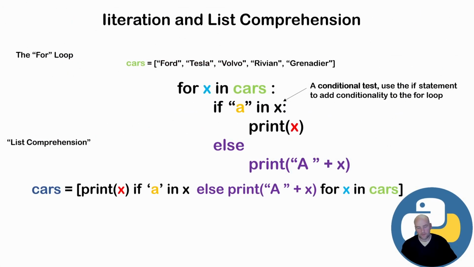Okay, so we're going to take this a little bit further and introduce the else statement into what we've been working with here. So we've got our for loop as we've been using, for x in cars, if A in x print x. Now we've got the else print A plus x. Now this is where things have changed up a bit. Down here you can see that we've got the else print A plus x for x in cars. The for x in cars has moved to the end because it's an if else statement here. So that's an important thing to bear in mind. Let's go over to Jupyter Notebooks and see how this works.